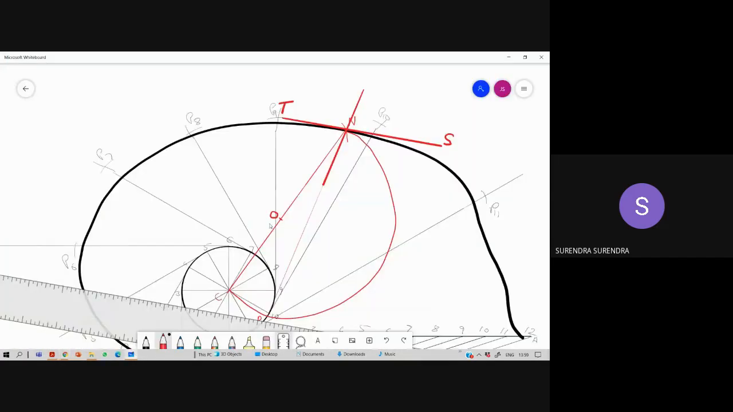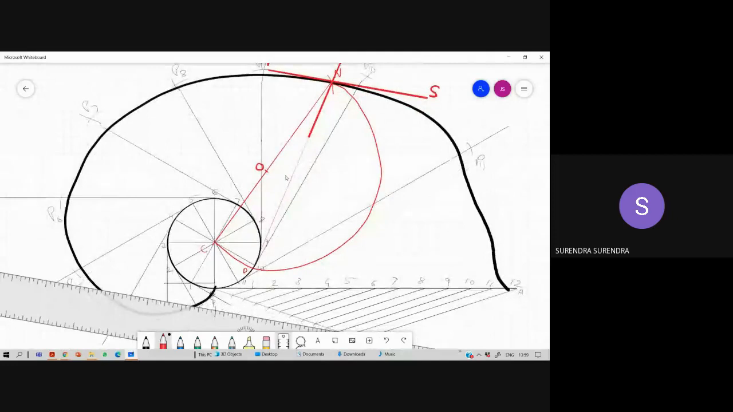Sorry, yes, keeping the string always tight. I'm explaining on the same thing. Okay, it's not possible.